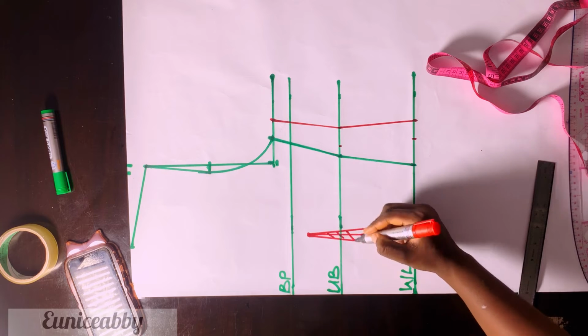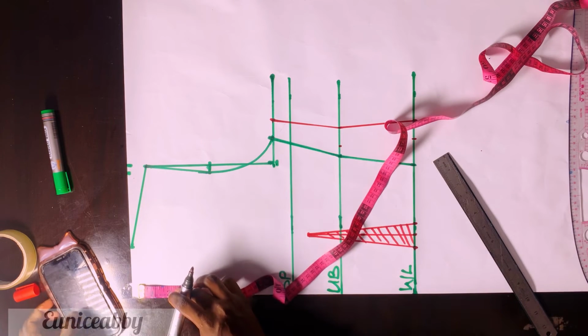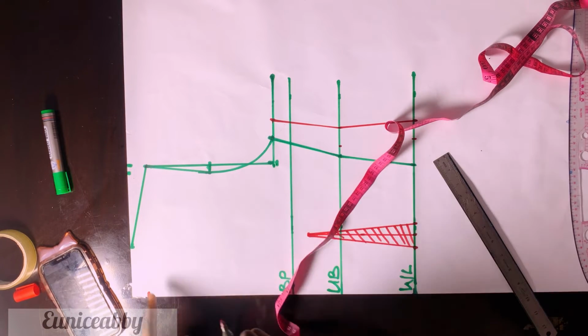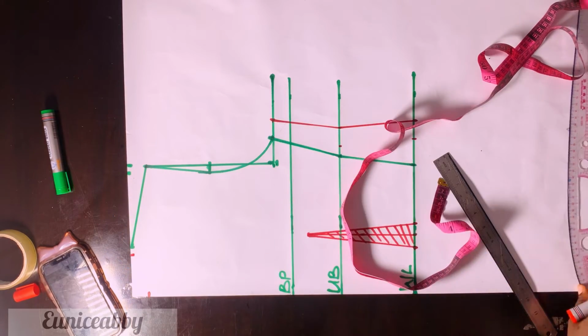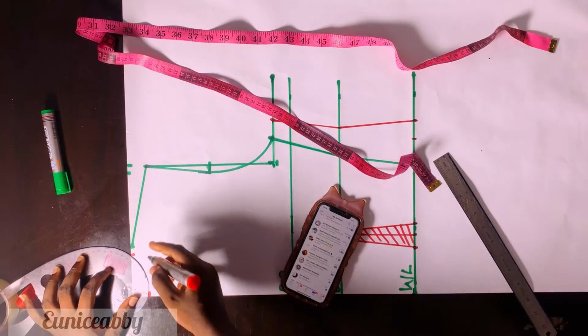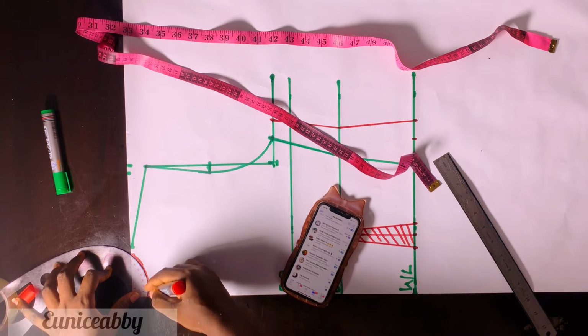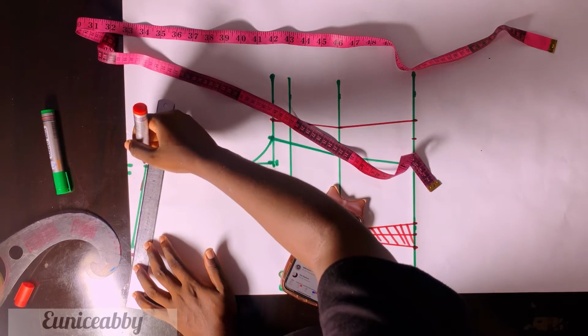Because we'll be using this front pattern to cut out the back pattern for this top, I'm going to go ahead to cut out the back neckline first. So for the back neckline, I'm going to come down by 1 inch as the neck depth and 2.5 inches as the neck width, and I'm going to use my curved ruler to connect the point. After connecting the point with the curved ruler, I'm going to go ahead to adjust the shoulder slope using my ruler just for it to connect to that 2.5 inches neck width.